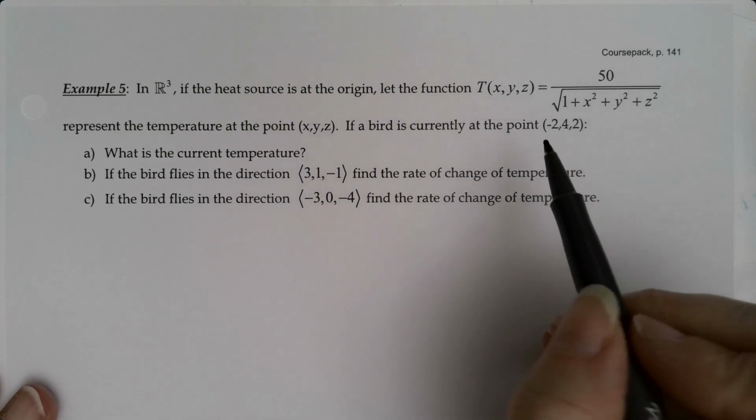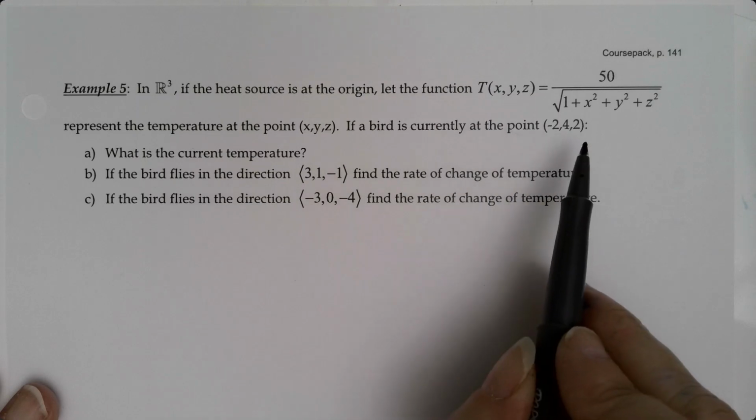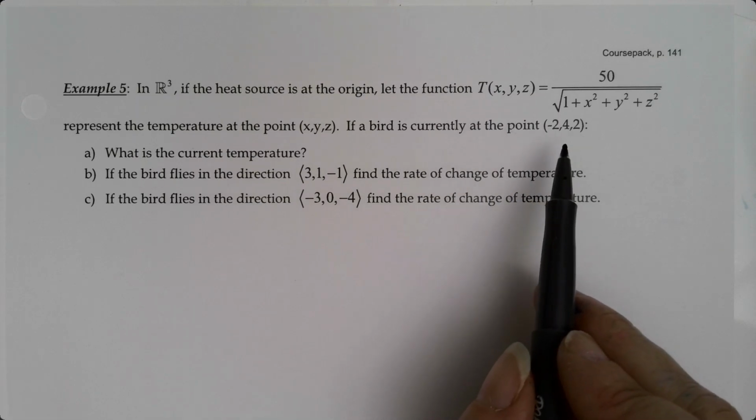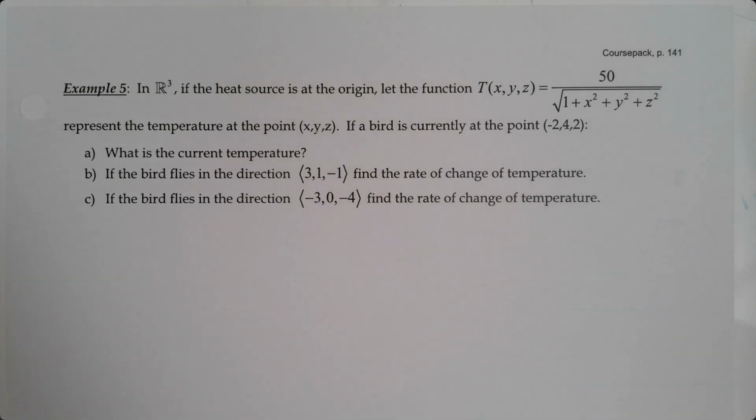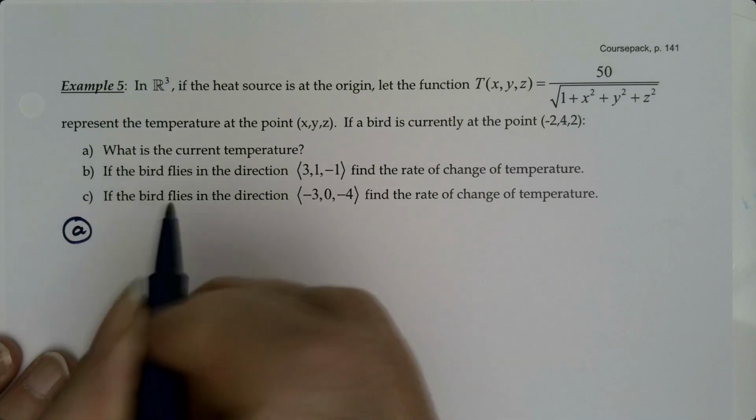Okay, so we have this temperature function. We have the bird at that point. So there's the point P, (-2, 4, 2). So the first thing we want to know is, what is the current temperature? Well, again, that's quite easy.